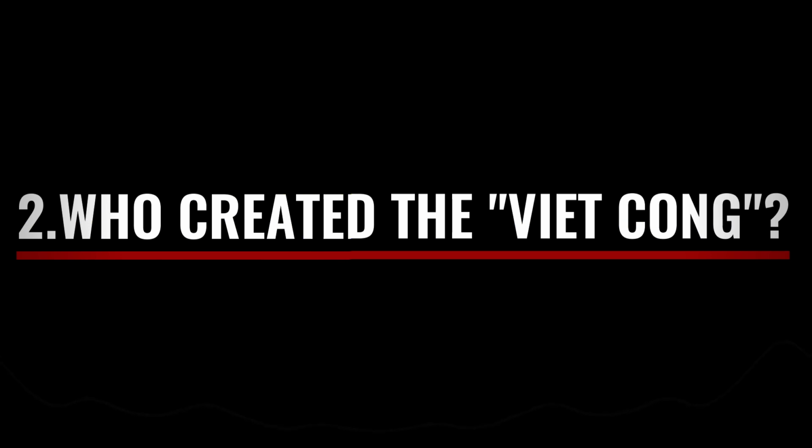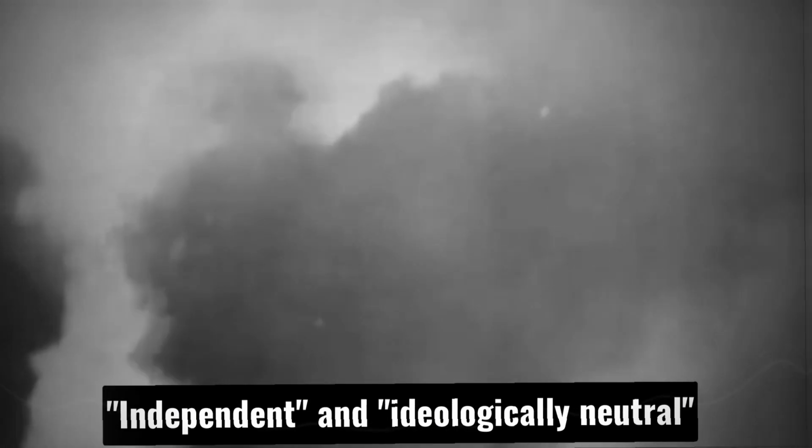Who created the Viet Cong? On December 20th, 1960, officials from the Party Chapter for South Vietnam met in Cambodia. The meeting established the National Liberation Front, a device intended to create an independent and ideologically neutral face for the campaign against the anti-communist Diem government.